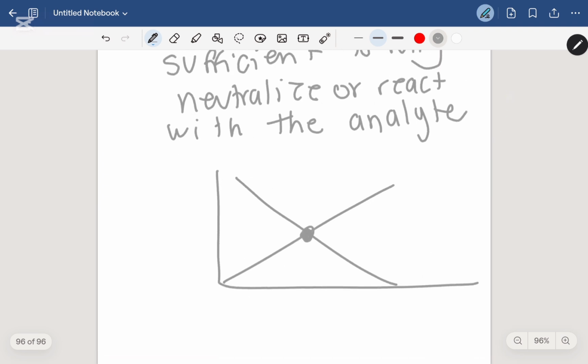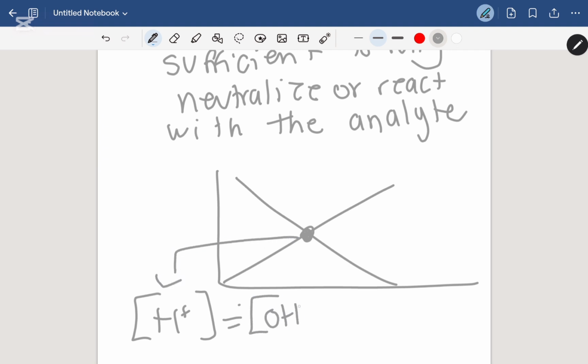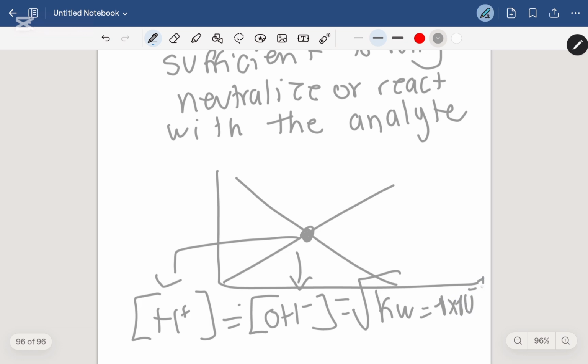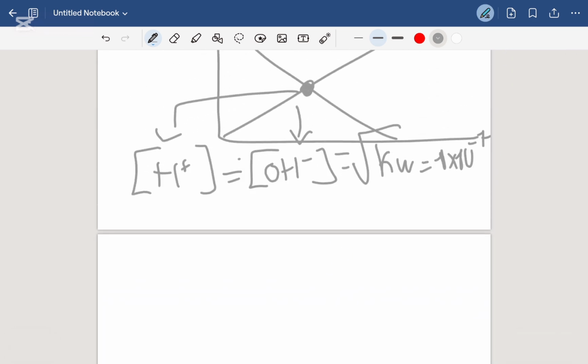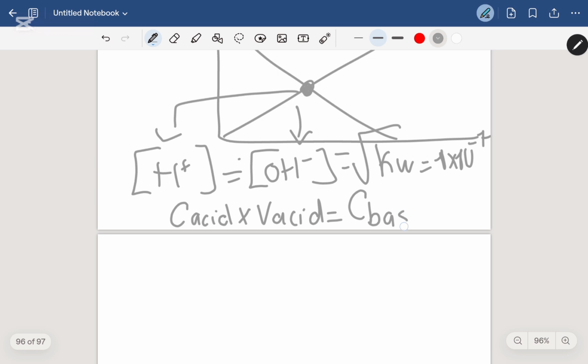Now, one thing you should also know about the equivalence point is that the concentration of H+ at this point is equal to the concentration of OH-, which is equal to the square root of Kw. If Kw is 1 times 10 to the negative 14, that means the square root of Kw is 1 times 10 to the negative 7. Once you apply these rules and solve a little more, you will get one final equation: the concentration of acid multiplied by the volume of acid is equal to the concentration of base times the volume of base.